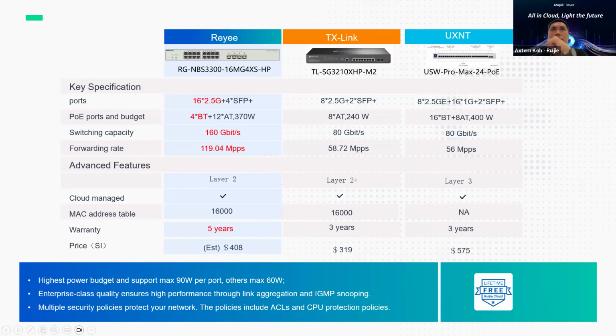Okay, for the 16 port, this is some of the pricing we want to show you. For the 16 port, we are a little bit higher compared with TP-Link, because of the 4BT power, we support a total budget of 370 watts. And even for TP-Link, you can see they do not have a 16 port for 2.5G. This is only available in the 8 port model.